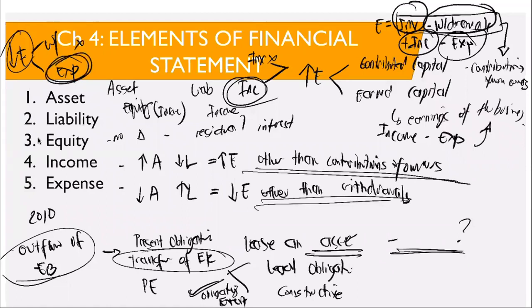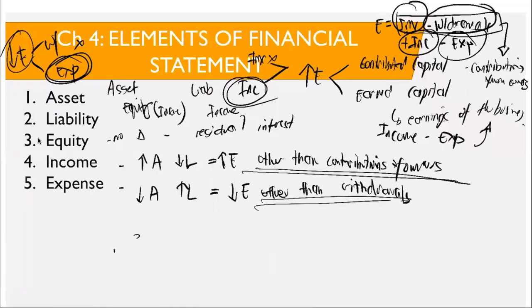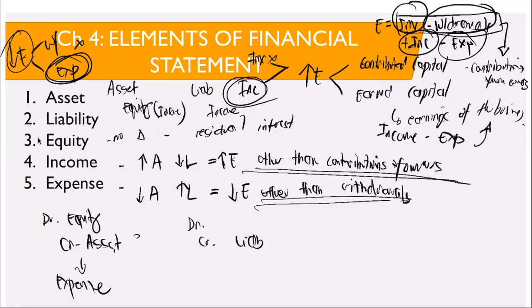So in short, if there is a decrease in asset, meaning you will credit an asset and you will debit an equity, this happens whenever you recognize an expense. How about an increase in liability and a decrease in equity? This happens if you have an accrued expense. Take note of that.